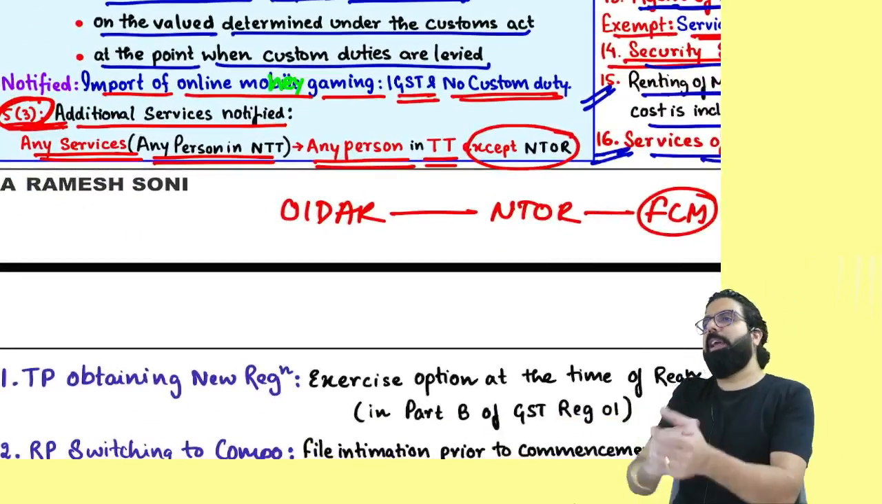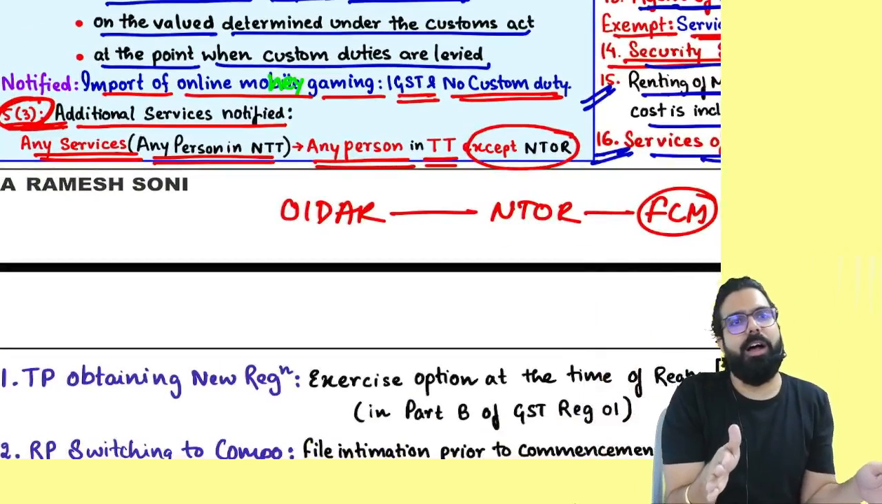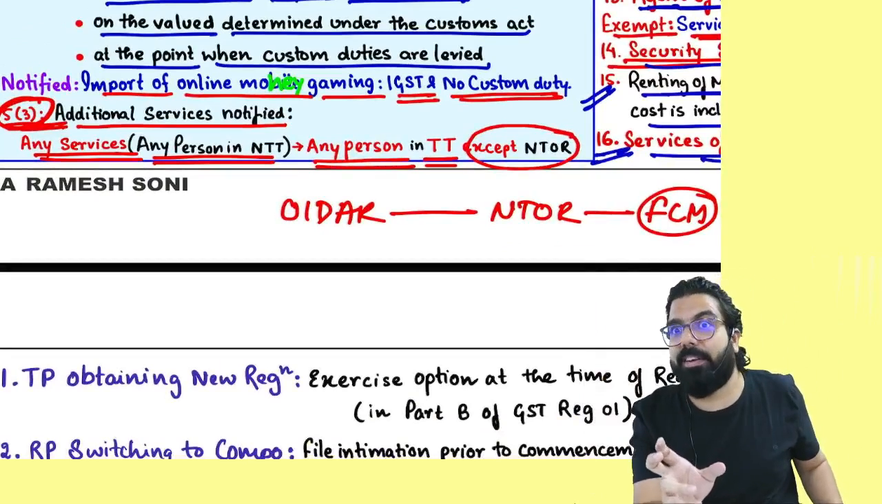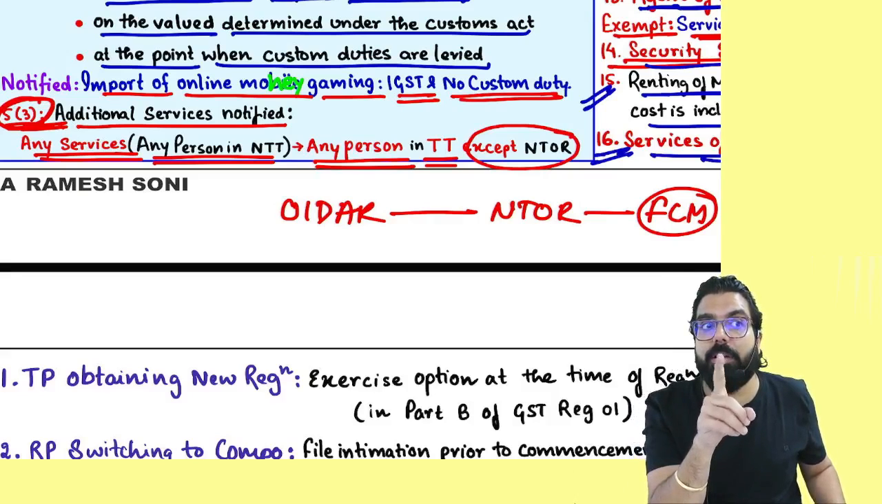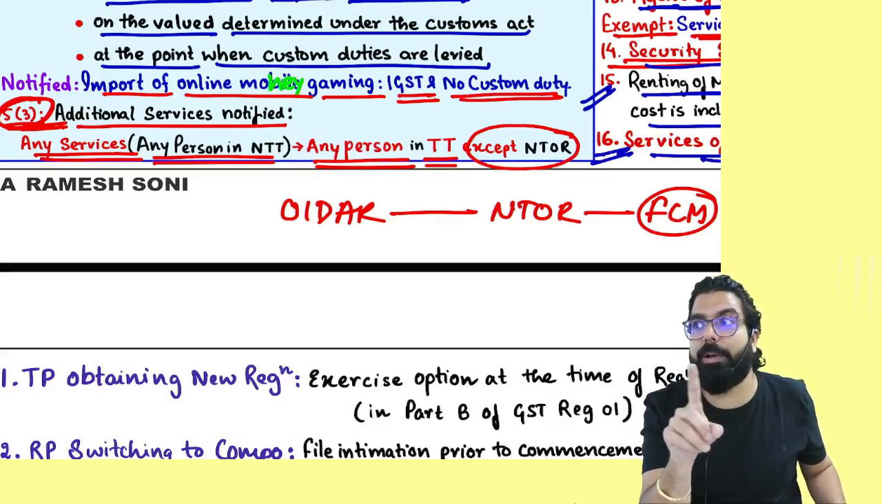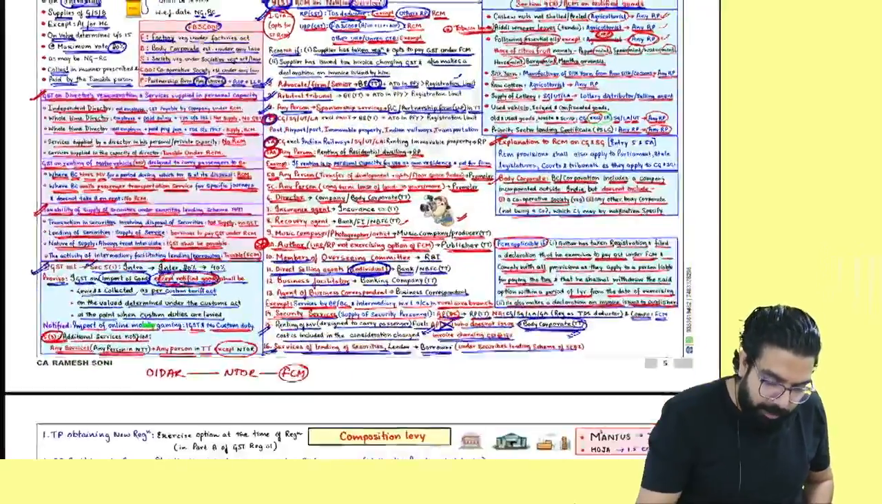So people, tell me one thing. I imported some service from outside India. I should always pay GST under RCM if I am a business entity. Non-business entity? Exempted. But OIDAR services? Forward charge. RCM is not applicable. It is always forward charge mechanism. Done, sir. This point is clear till here.